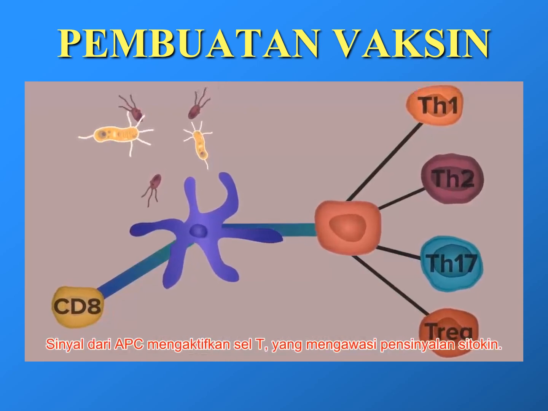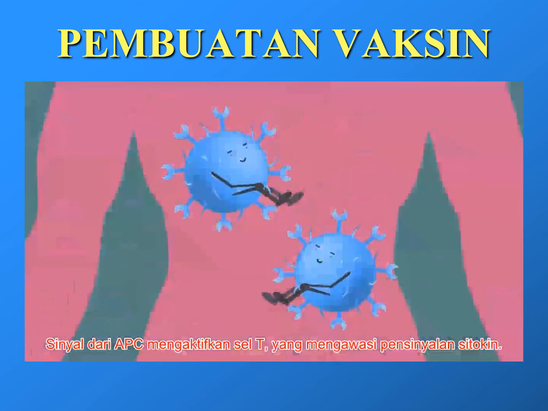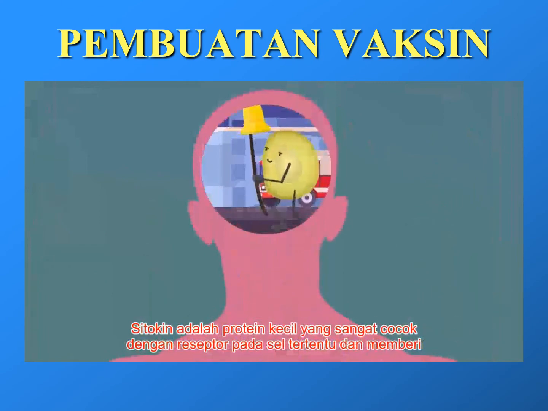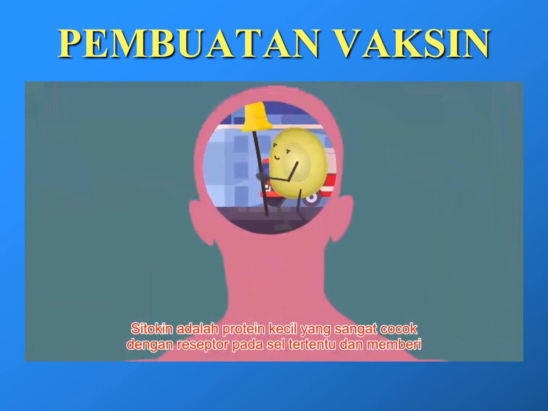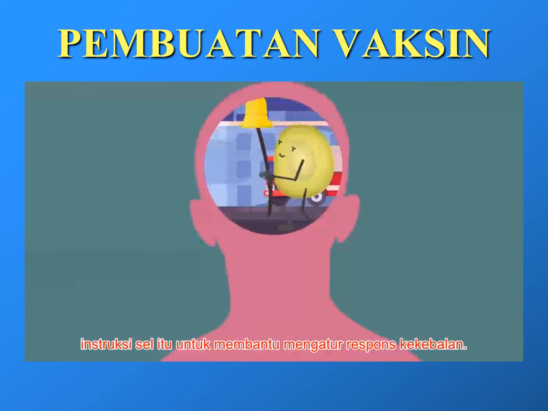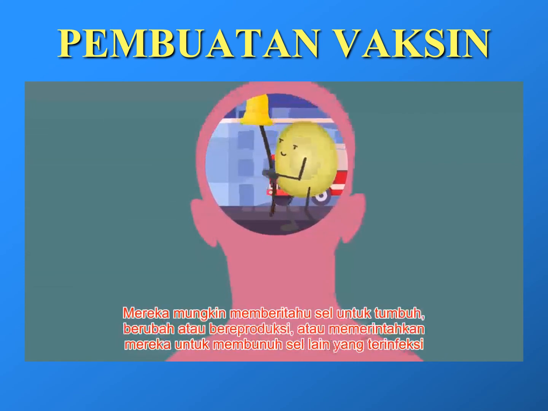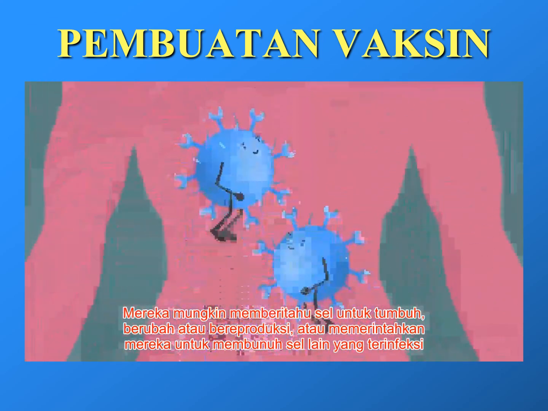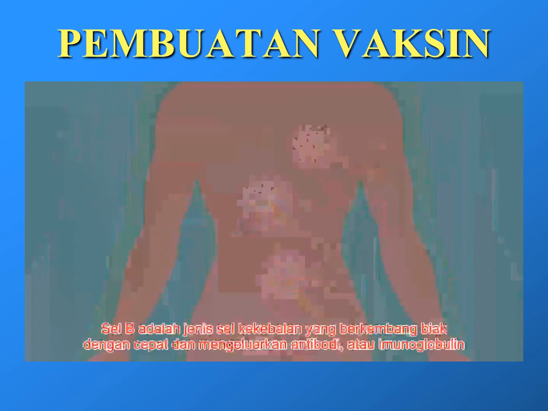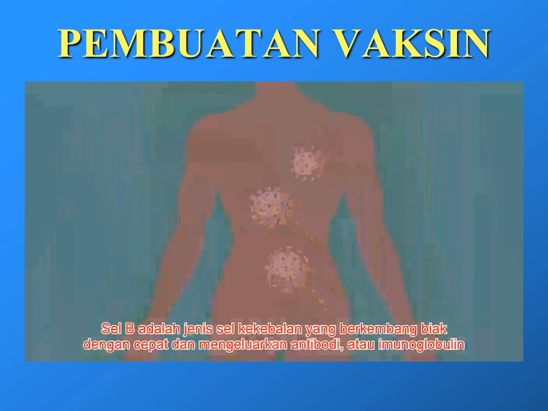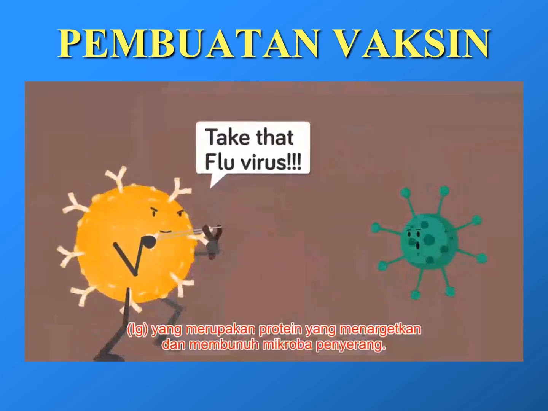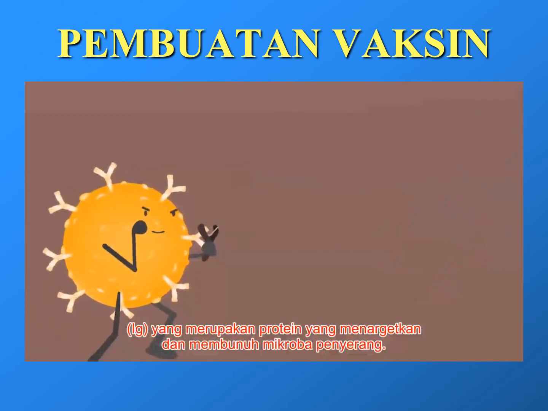The signals from the APCs activate T cells, which oversee cytokine signaling. Cytokines are small proteins that fit perfectly with receptors on specific cells and give that cell instructions to help regulate the immune response. They may tell cells to grow, change, or reproduce, or instruct them to kill other cells infected by the virus. B cells are a type of immune cell that multiplies rapidly and secretes antibodies or immunoglobulins, or Ig, which are proteins that target and kill invading microbes.